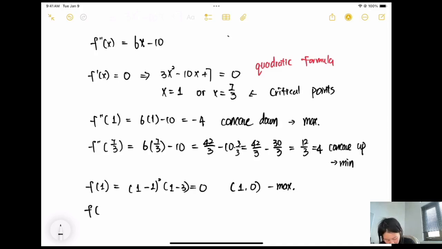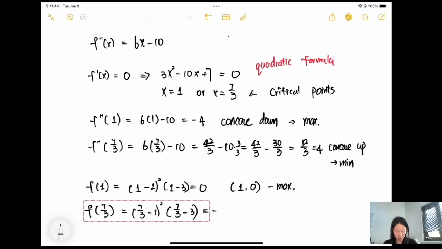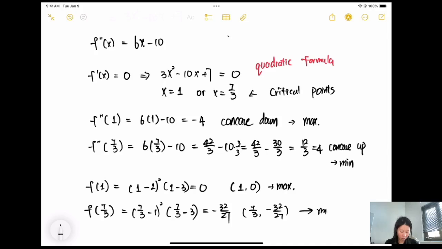Now, let's find our minimum. So I have (7/3 minus 1) squared times (7/3 minus 3). Simplify it, I have negative 32 over 27. So the point (7/3, negative 32/27) is going to be our minimum. So our minimum is equal to negative 32 over 27. Okay, so that should be the solution of this question.